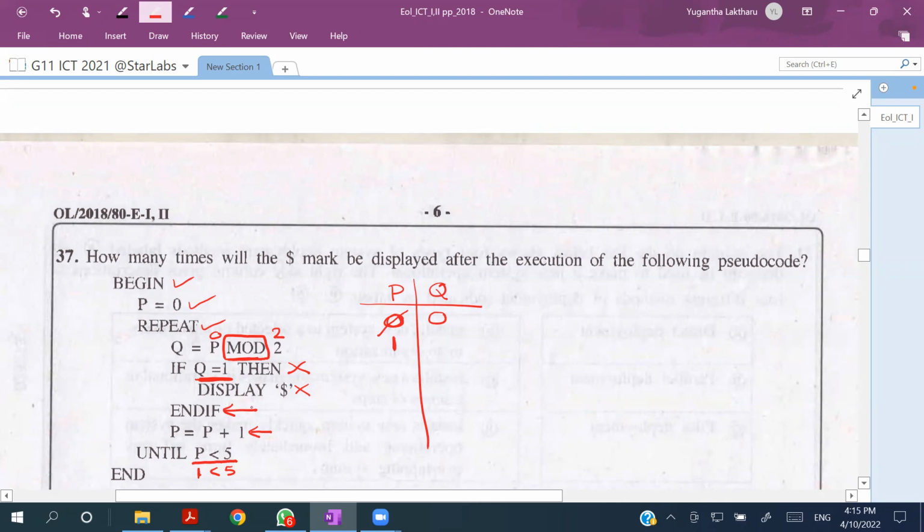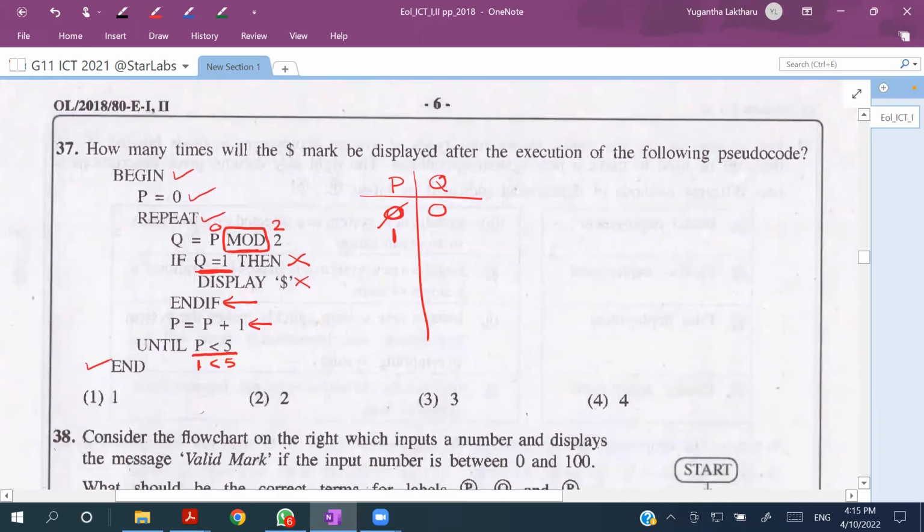So you know that repeat until works if the condition is false. Now the condition is true, so it ends. So it's never going to show you the thing.